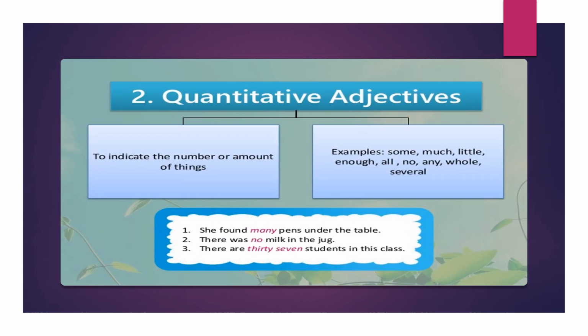Quantitative adjectives, these are used to indicate the number or amount of things. Now number and amount, as we said during the lecture when we were discussing nouns, we discussed that nouns can be counted and they can be measured. So for the nouns that can have numbers, like for instance that there are certain nouns which we can count. How many boys are there in the class? There are suppose 50 boys. So it is a countable noun. For any such noun that is countable, we can have numbers indicating the quantity of that particular noun.